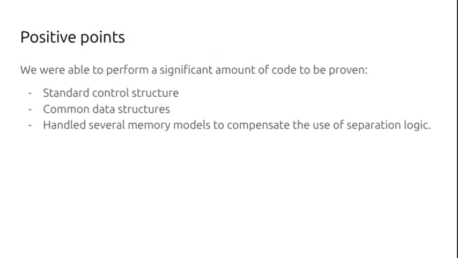Regarding the positive points, we were able to model the standard control structure through our loop of agents. We were able to handle common data structures like lists, arrays, also 2D arrays. And we were able to handle several memory models that compensate for the absence of separation logic. We have a very simple way of doing it, but we compensate for that with different memory models, which can be very fine-grained, very close to C, or more high level if need be.